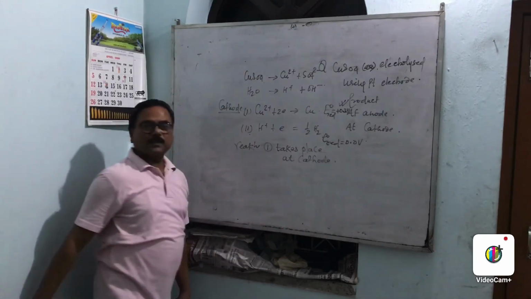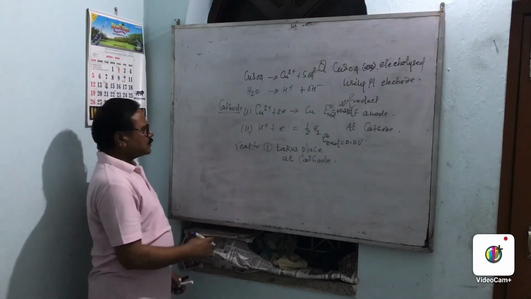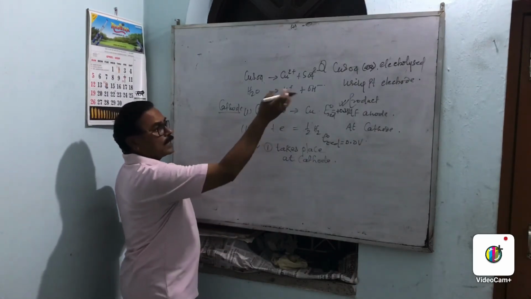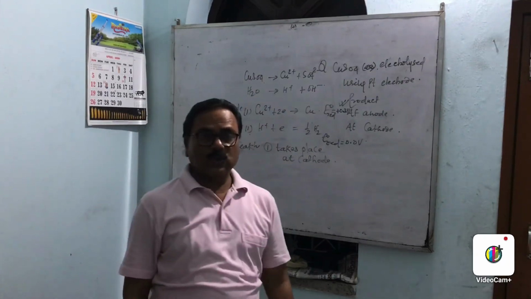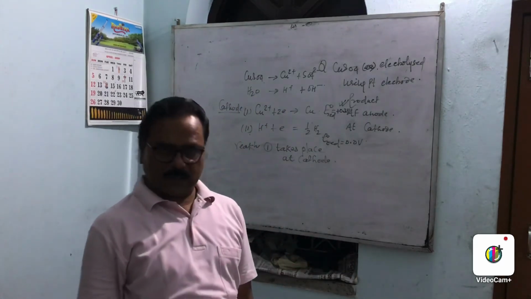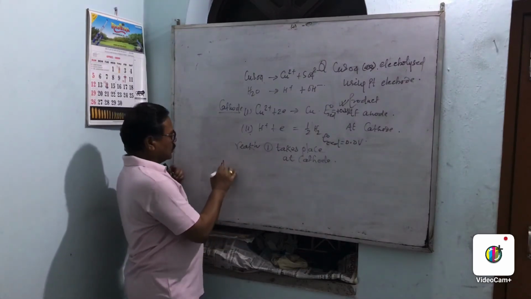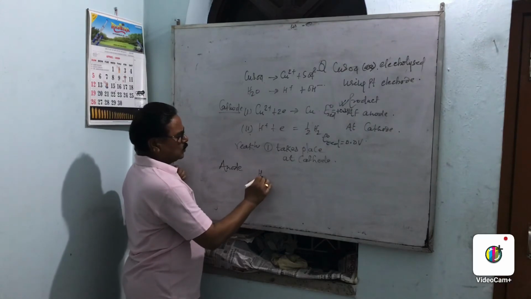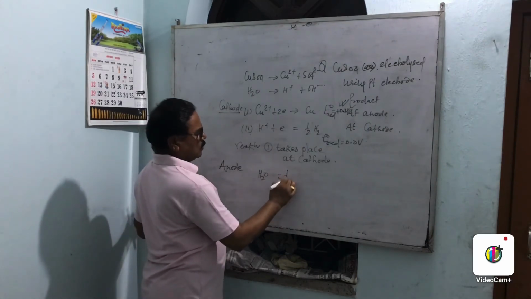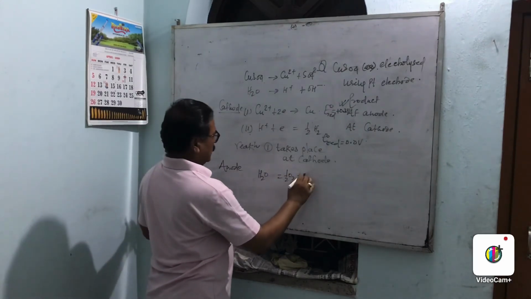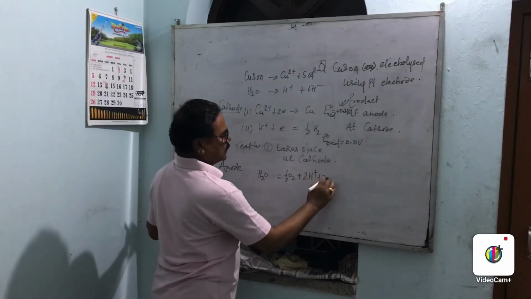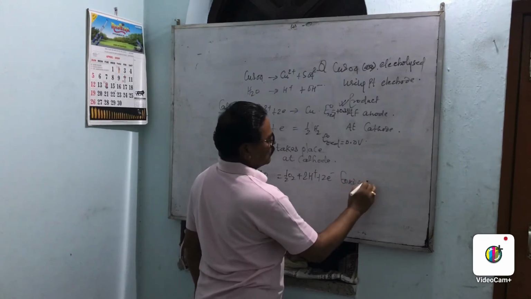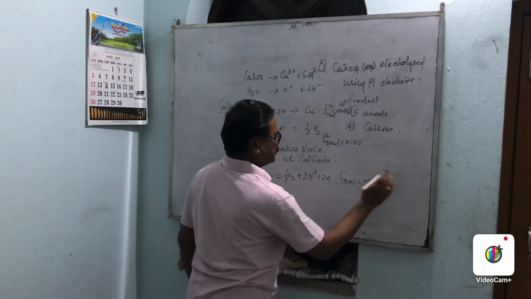Reaction 1 takes place at the cathode. Now, what about the anode? The electrode is platinum, so the electrode will not participate in the reaction. So what will happen at the anode? At the anode, H2O will get oxidized to half O2 plus 2H+ plus 2e-, and its oxidation potential is minus 0.83 volt.